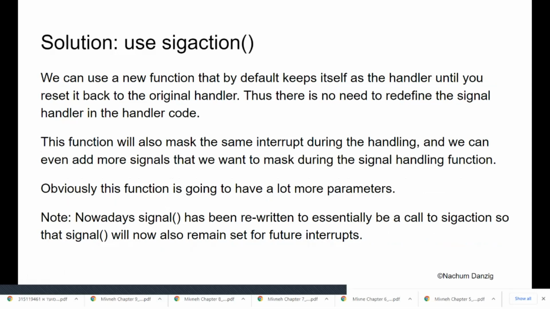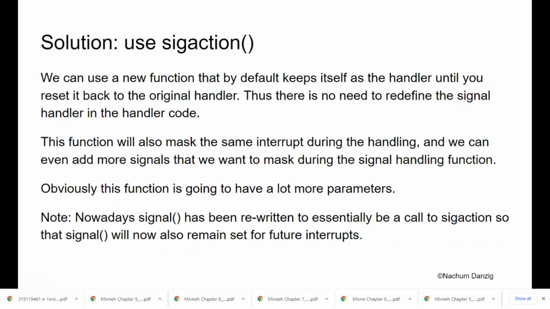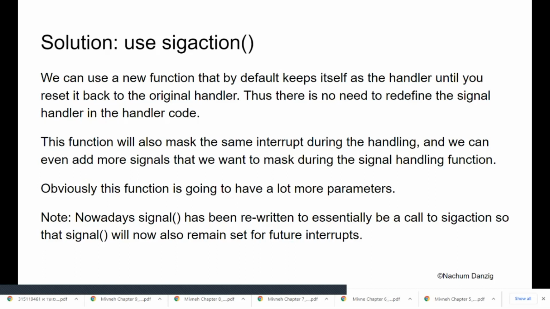So what is the solution? The solution is to use another function called Sig Action, which basically does everything, but it does it all at once, in an atomic fashion. Nothing can happen in the middle. We do something in an atomic fashion, not a nuclear fashion, an atomic fashion, so it's one thing. You can't interrupt one thing; it has to either happen or not happen. This new function has a few features. By default, it keeps itself as the handler until you reset it back to the original handler.